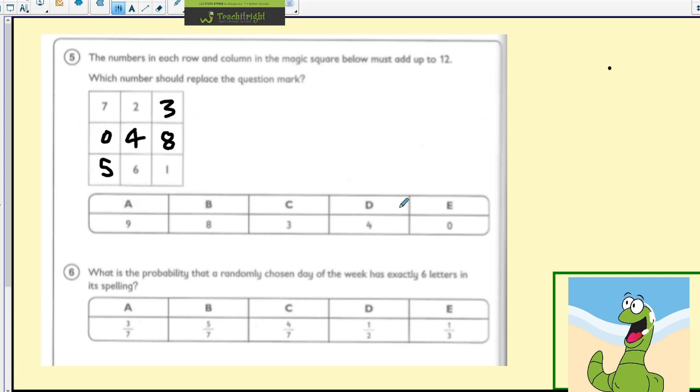But again, our answer was the missing space. So that's E, which is zero here. It's just a way of checking, because it didn't take me too long.